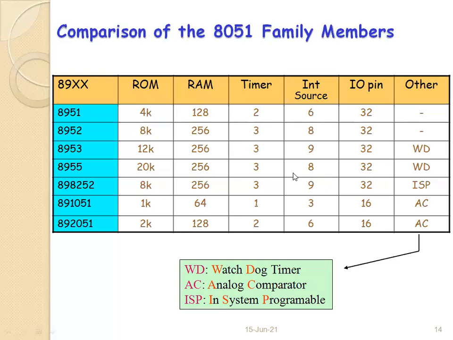Here the comparison of the different 8051 family members is also given, specially for the Atmel license, because Atmel is one kind of manufacturer providing very low cost integrated circuits. The 8951 is nothing but the 8051, manufactured by Atmel. The configuration is the same: ROM is 4 kilobytes, RAM is 128 bytes, timers are 2, and interrupt sources are 6. There are 32 I/O pins, in 4 different ports, all 8-bit because it is an 8-bit microcontroller, meaning it can handle 8-bit data at a time.